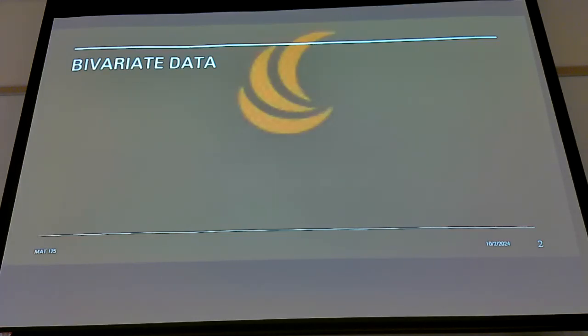Right? You're doing an experiment. How often during the experiment is there only one factor that contributes to what you're analyzing? Because that's what single variate means. There's only one contributing factor. That never happens. It is always multivariate. In this course, we only go up to two-variate, bivariate.